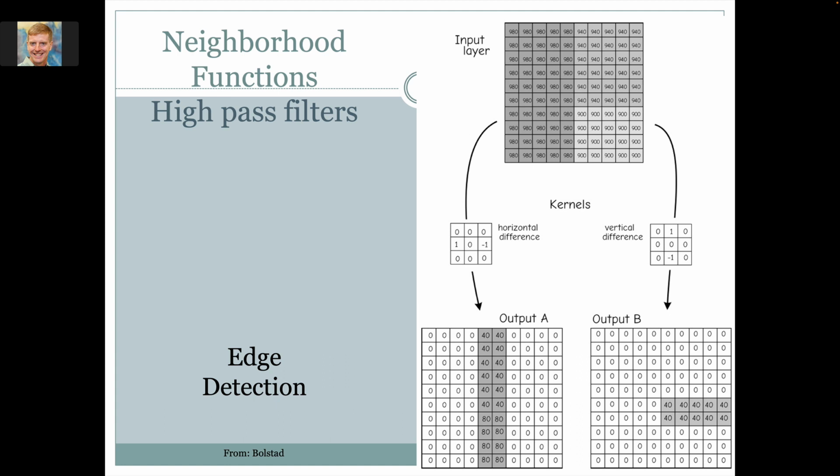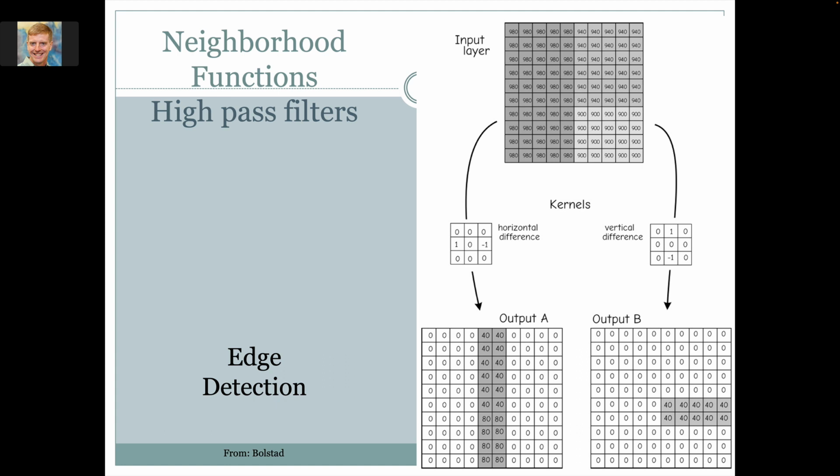The left half of the grid, all the grid cells have values of 980. The upper right, all the grid cells have values of 940. And the lower right, all the grid cells have values of 900. What we're going to do is, if we're looking for differences moving from left to right, or horizontal differences, we're going to use that high-pass filter, that edge detection filter, which is shown on the left.